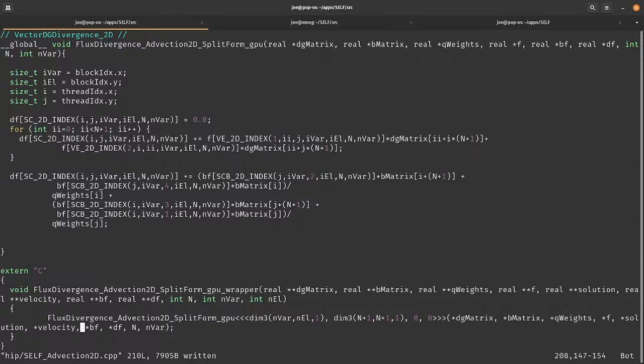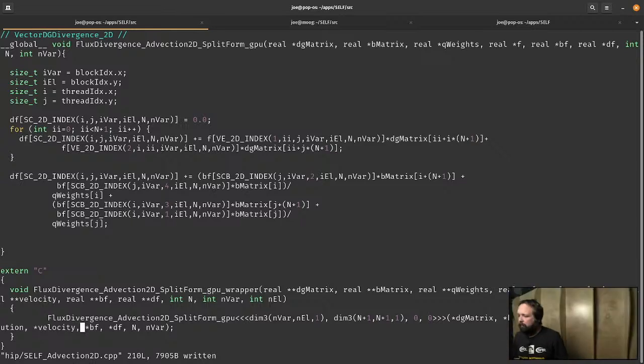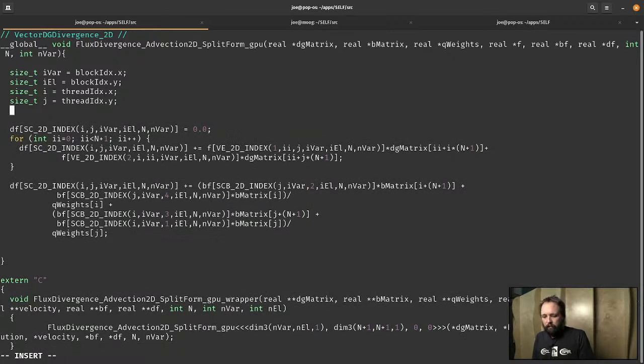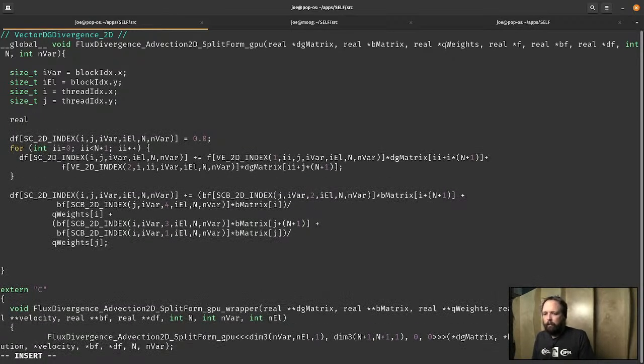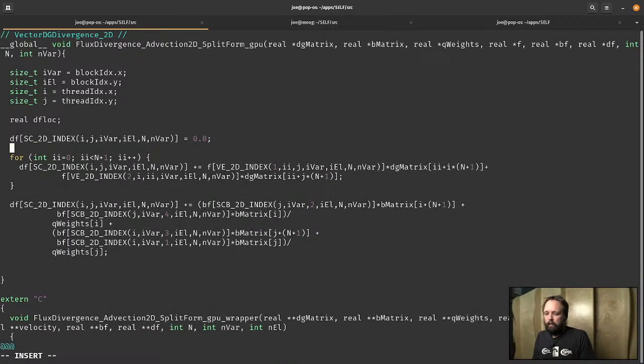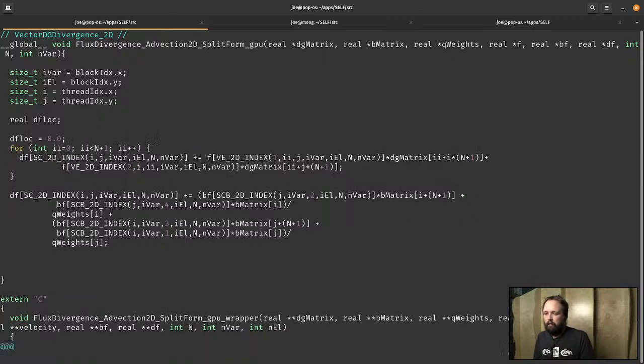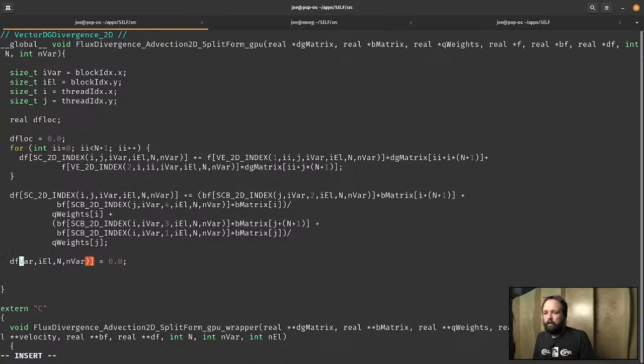Okay, I'm going to put myself back on because I'm moving up higher in the code. Hello again. So here, I'm going to go ahead and use an accumulator. I don't know why I wasn't doing that before, but we'll do real dfloc, and dfloc. Again, this is a little bit more friendly to use a register rather than referencing something in global memory.